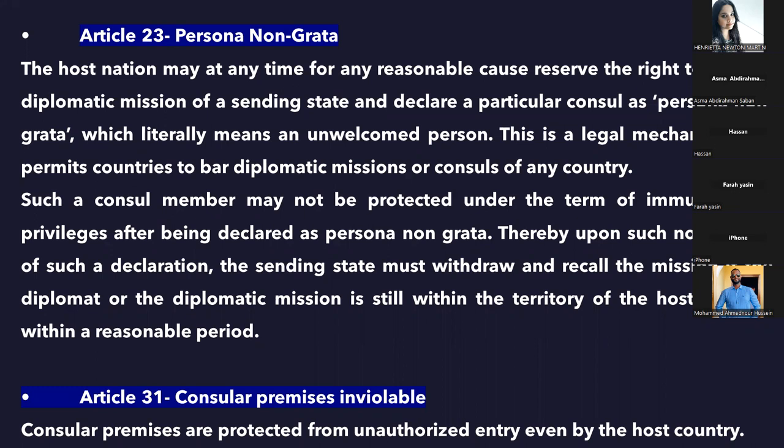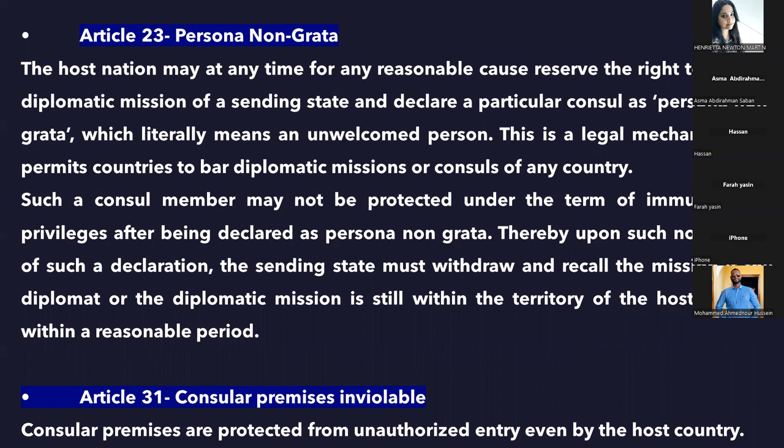So the host nation may at any time, for any reasonable cause, reserve the right to reject a diplomatic mission of a sending state and declare a particular consul as persona non grata, which literally means an unwelcome person. So this is a legal mechanism that permits countries to bar diplomatic missions or consuls of any country. And such a consul member may not be protected under the terms of immunity. Why? Because he is an unwelcome person. They have declared him as a persona non grata.